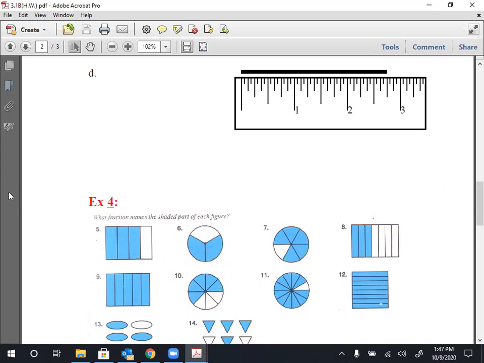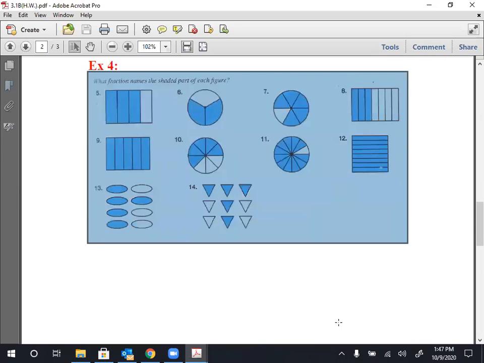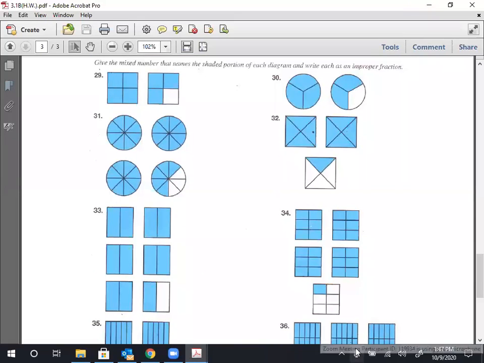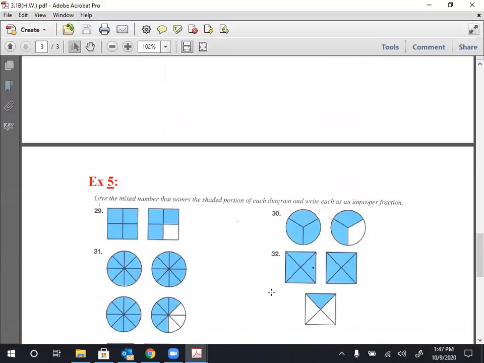Let me see if the 5 is complicated. I have to do the same thing for 5. Pretty much, except here, now look at 29. See 29? How many boxes do you have? They're equal. It's 4 out of 4. 4 out of 4. That's easy.